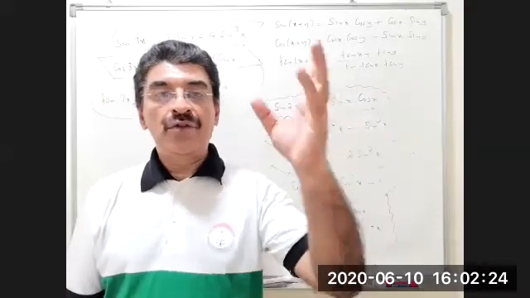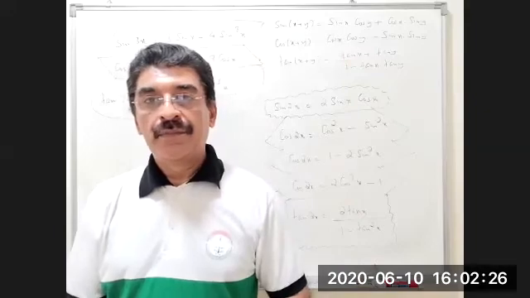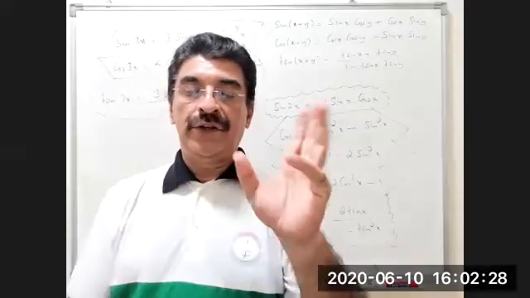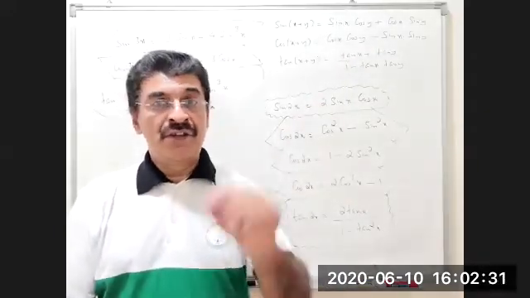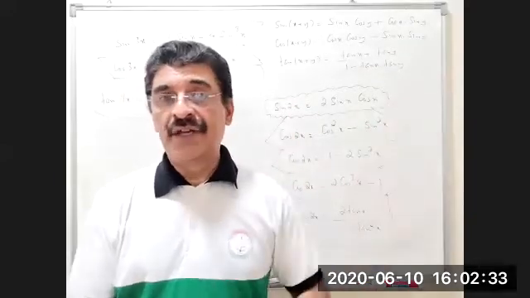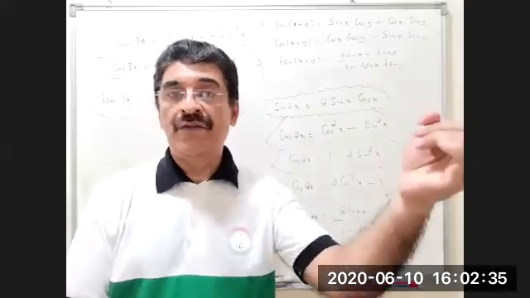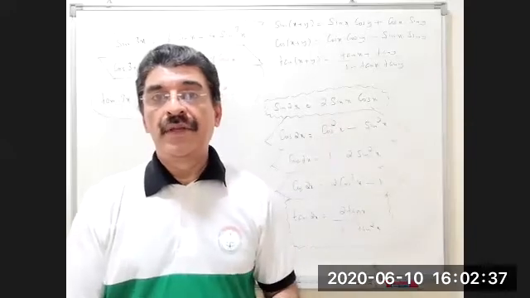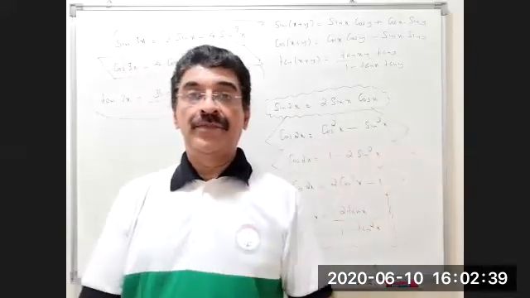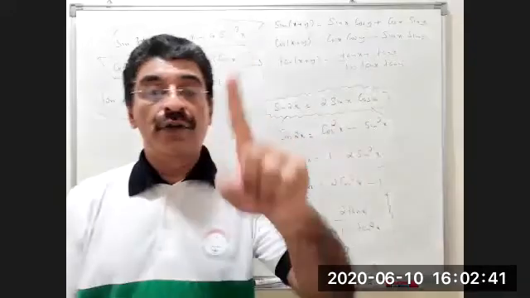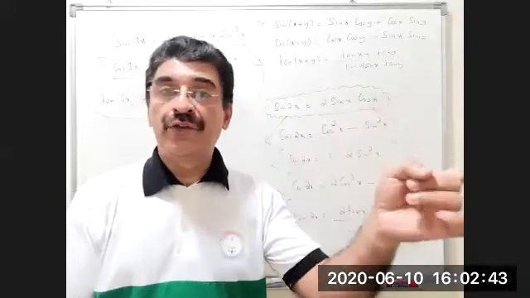So sin(x+y), cos(x+y), tan(x+y). Sin(x+y) is sin x cos y plus cos x sin y. Cos(x+y) is cos x cos y minus sin x sin y. Tan(x+y) is (tan x plus tan y) by (1 minus tan x tan y). Sin 2x is 2 sin x cos x. Cos 2x, we have three formulas: cos square x minus sin square x, 1 minus 2 sin square x, 2 cos square x minus 1.